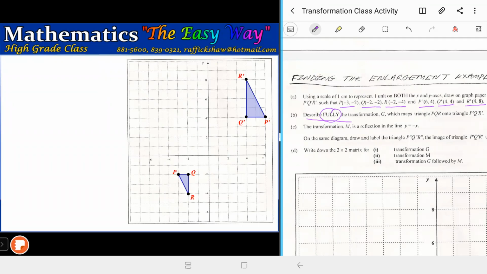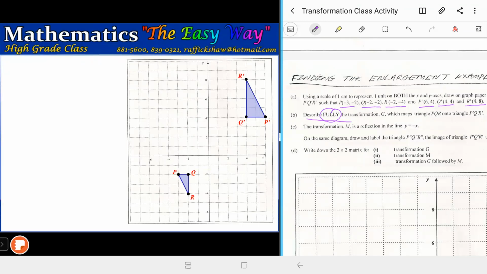So you cannot, for example, just say it's an enlargement and be done. You're not getting any marks. You have to give the name, and if it's an enlargement, it has 2 components that you have to state: the scale factor and the center. We know it's an enlargement because it's a change in size. Once there's a change in size, you know it's an enlargement.